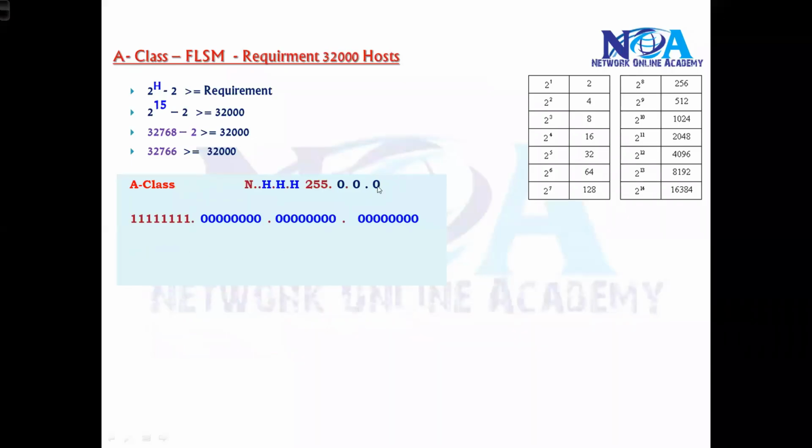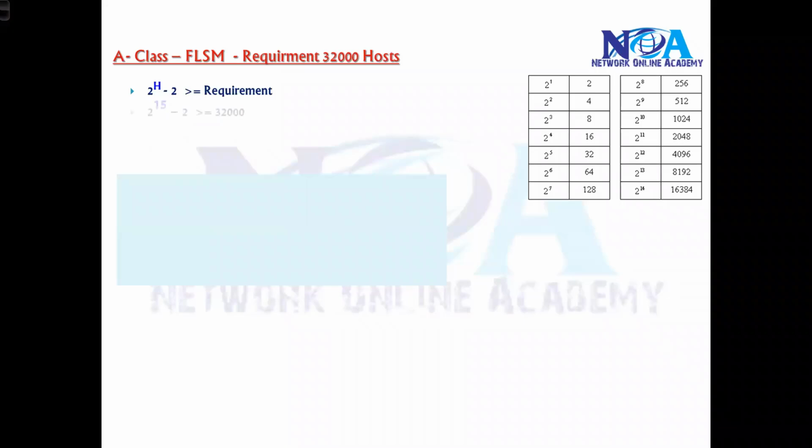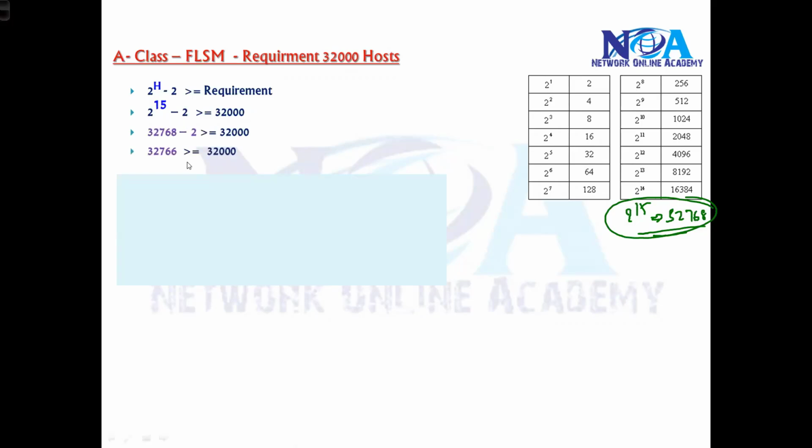The next thing, let's go with one more example with an A class requirement. Again, I'm using a 32,000 requirement. Now 32,000 means you get 2 power 15, which is 32768. That is the next possible size. So the size we get is 32768. Of that, 2 addresses we cannot use, so the valid addresses will be 32766.